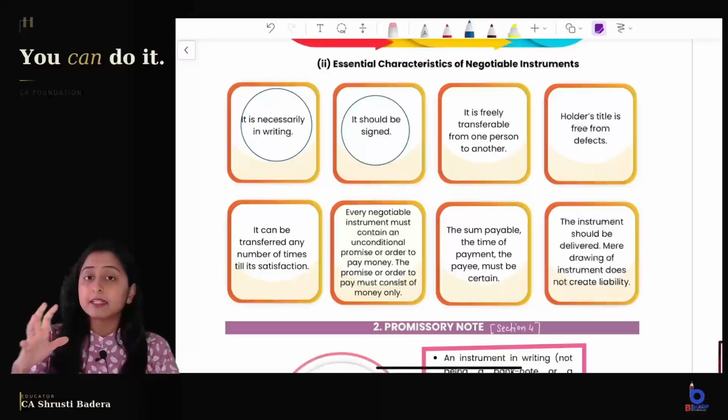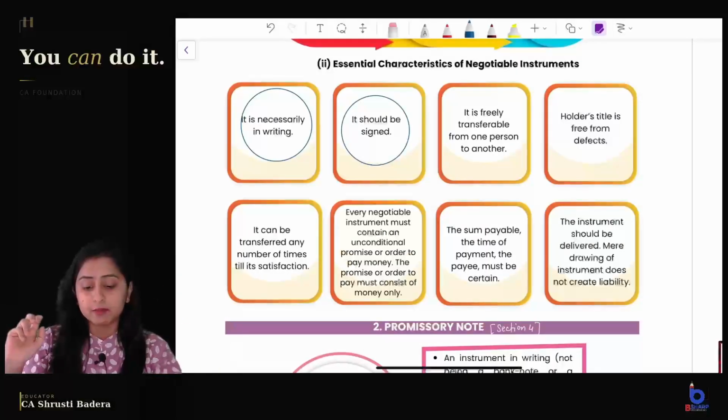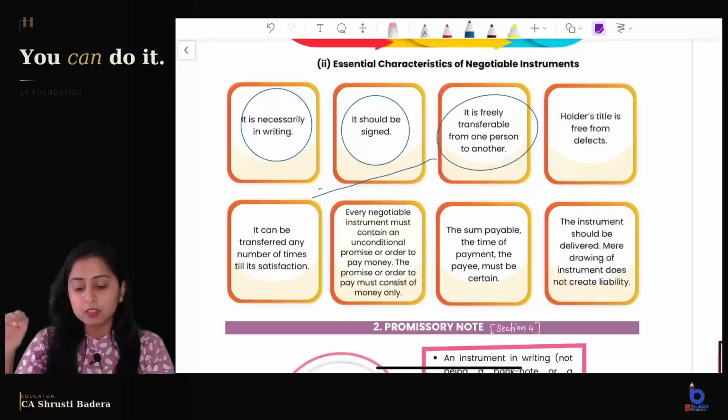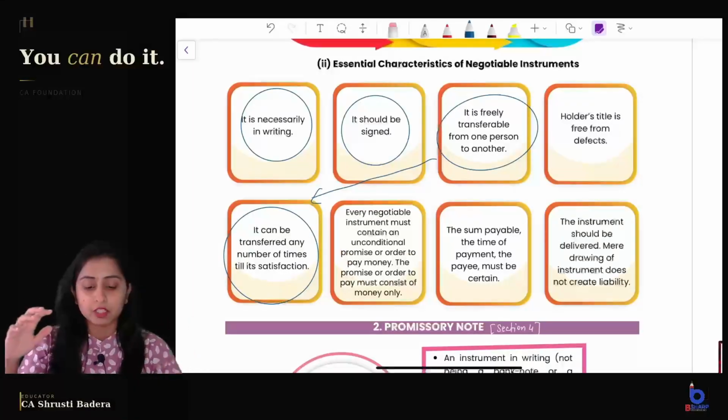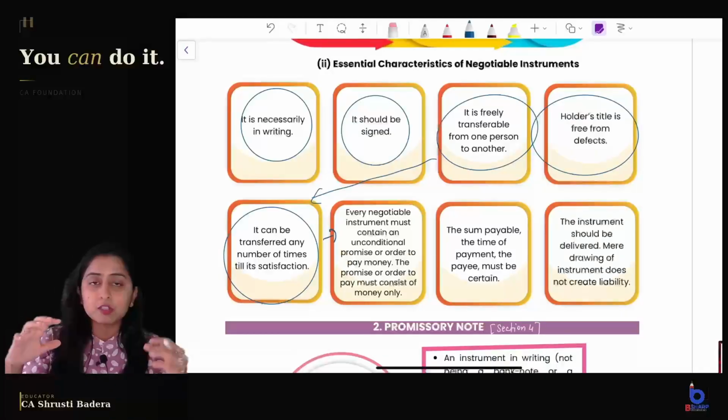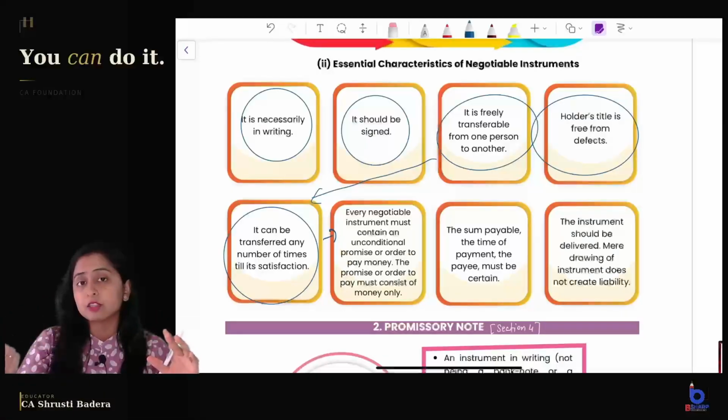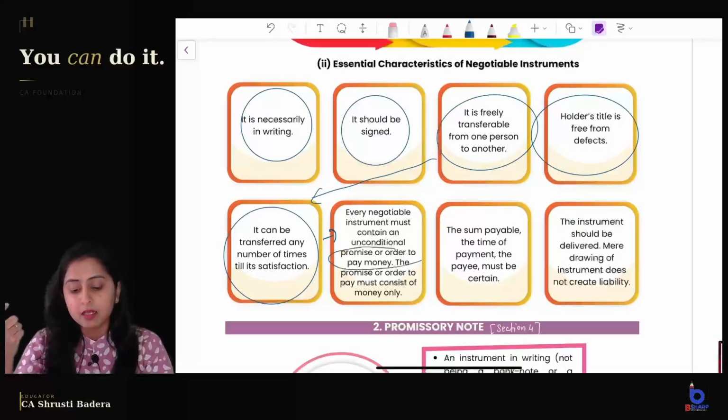Another characteristic: it is freely transferable from one person to another an infinite number of times. Immediately you can remember this point. It can be transferred any number of times till its satisfaction. The holder's title becomes free from defect, and every negotiable instrument must contain either an unconditional promise or an unconditional order, and that order must be to pay money only.